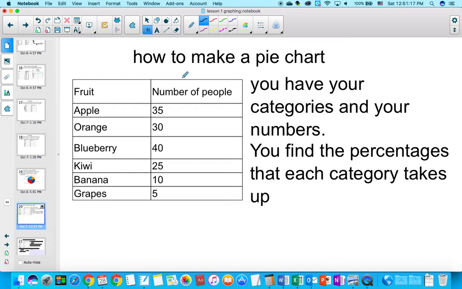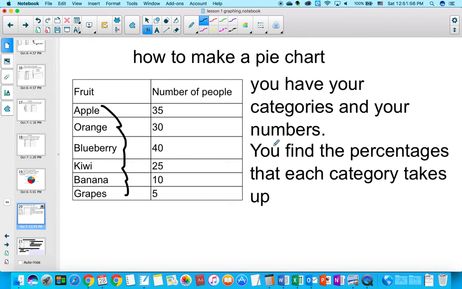So how to make a pie chart? This is tricky and kind of annoying sometimes because you got to use a protractor, right? You have your categories and you have your numbers. You need to find the percentages that each category takes up. So again, this looks very familiar, doesn't it? It's the same table we used for our bar graphs. And again, we have discrete categories. We have categories that don't become each other. Apples don't become oranges and so on. So we can also use pie charts when we have discrete categories.